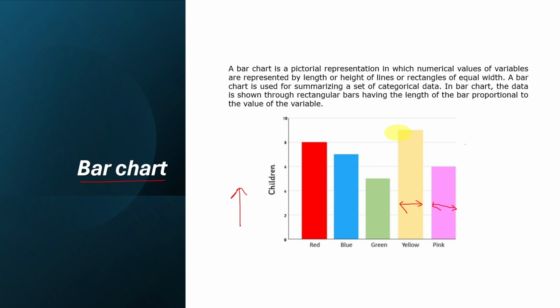So for example, in this, we are doing the count for the children. So children wearing yellow dresses are 8.3, whereas children who are wearing green dresses are 4.5. In a bar chart, the data is shown through rectangular bars having the length of the bar proportional to the values of the variable. Like I said, the values define the height of the bar.